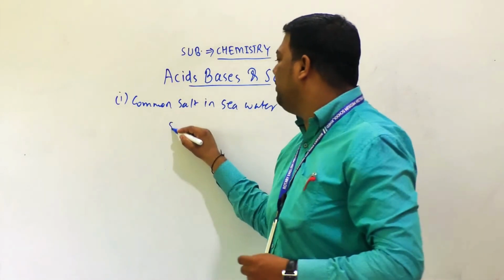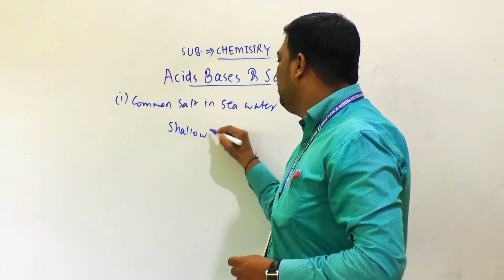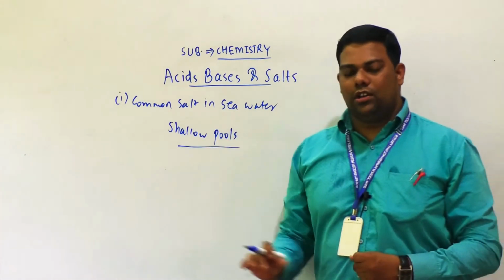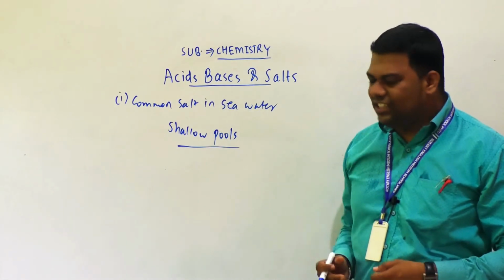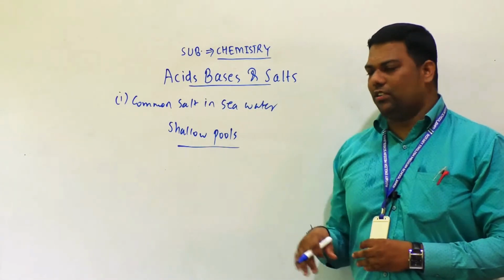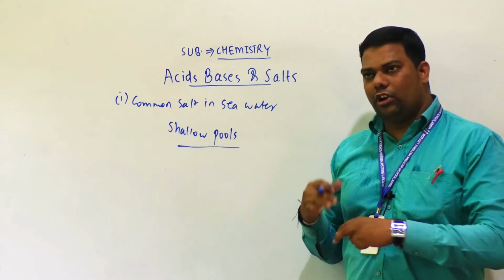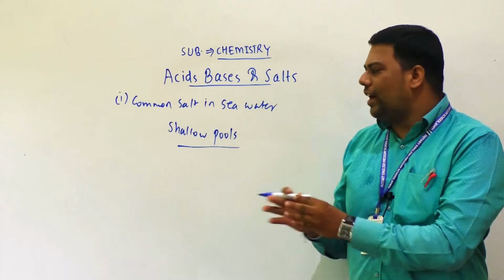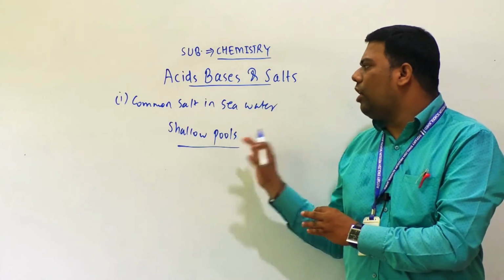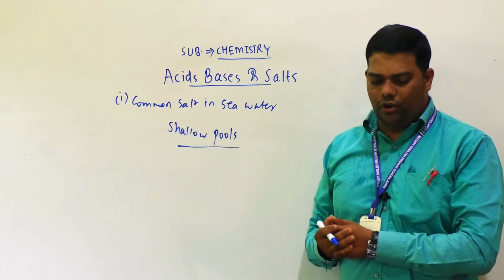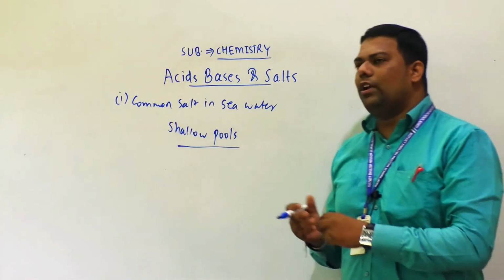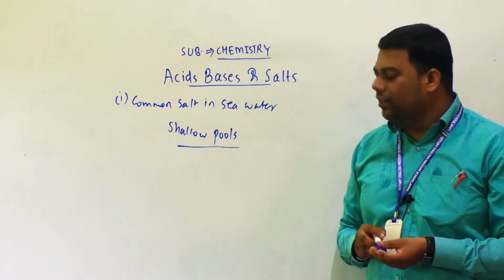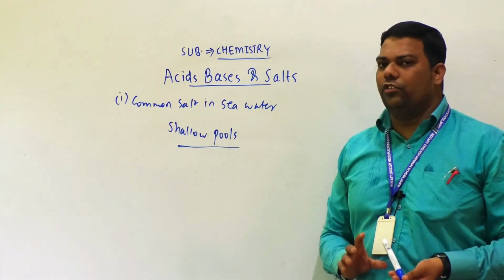What is the meaning of shallow pools? It is a region where there is the least water content. Under that condition we have to do the evaporation. Understood? After this you will get impure salt, impure NaCl.